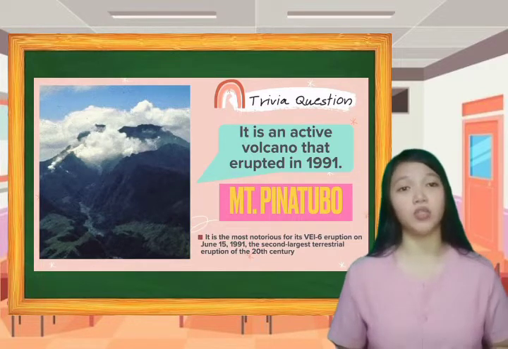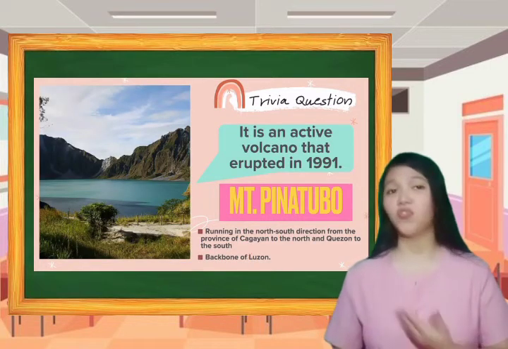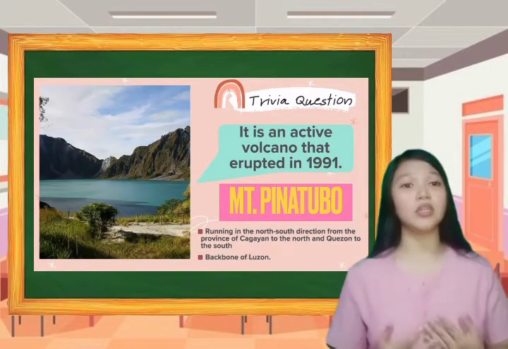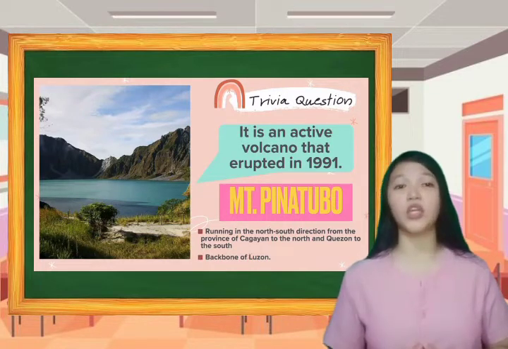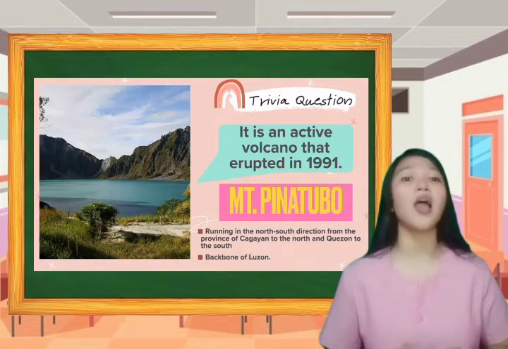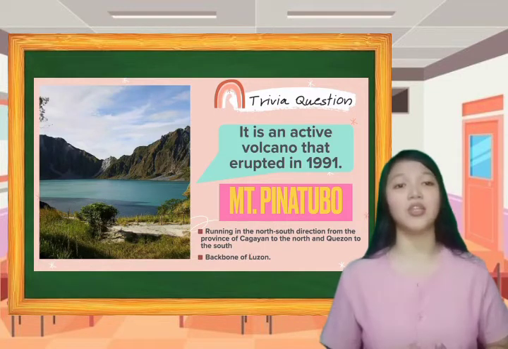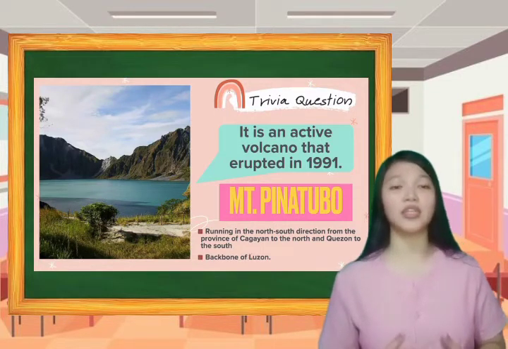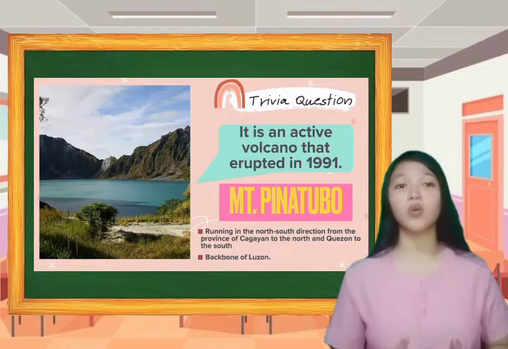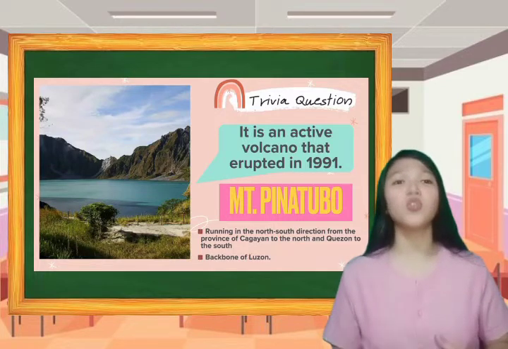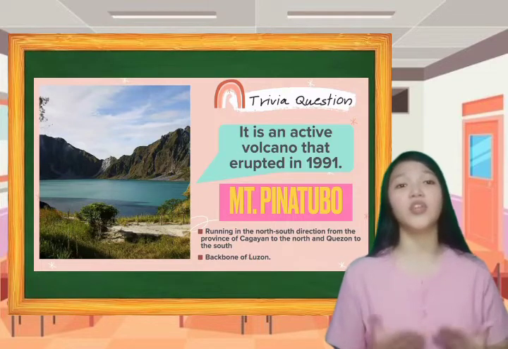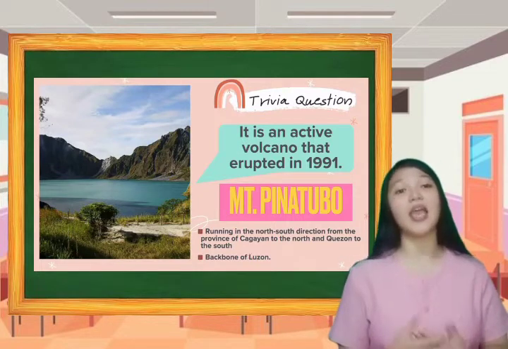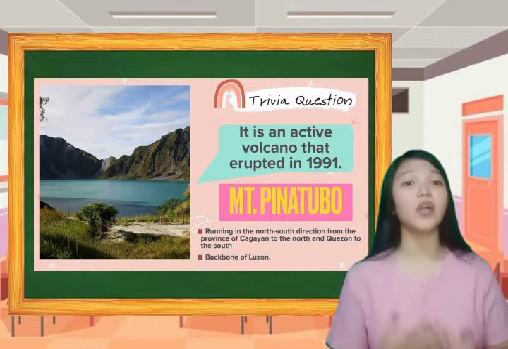Because of this eruption, this beautiful lake was formed. So even though we are located in the Pacific Ring of Fire and we experience different disasters like volcanic eruptions, there's also a good part of it, which is that it forms different beautiful land masses and bodies of water in our archipelago.